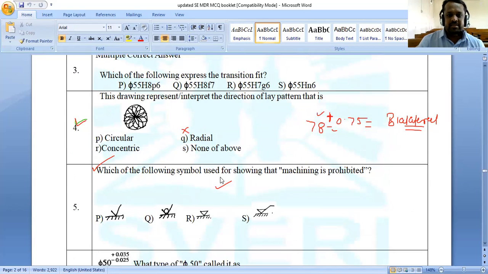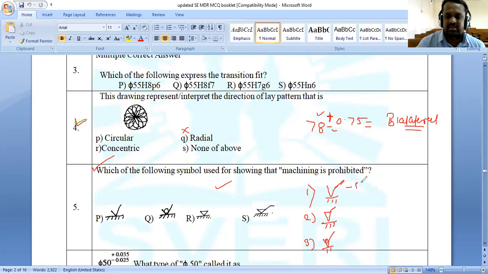Which of the following symbols is used for showing that machining is prohibited? Already we have explained the three symbols here. The first symbol is like this. Then the second symbol will be closed like this. And the third will be the circle in here. Then first tell me the meaning of the three symbols.